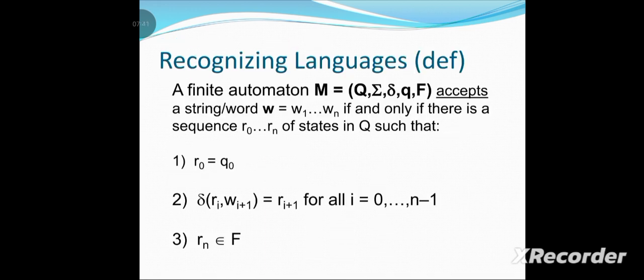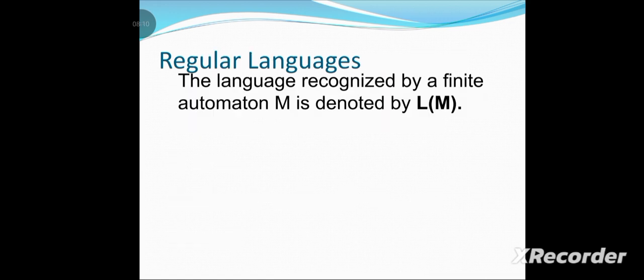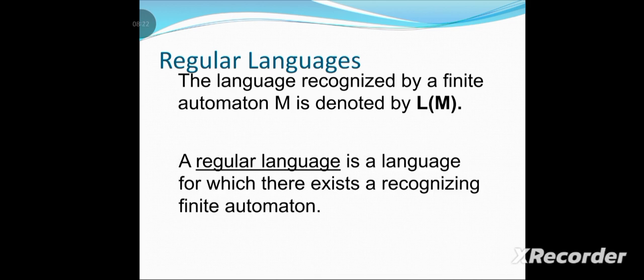So how to recognize this language? As I told, the machine will accept a word if and only if there is a sequence of states r0, r1, up to rn such that r0 is the initial state Q0. For the transitions, we will be having the transitions starting from r1 for the next symbol till rn. Finally, when you are in the rn state and if it is a final state, this particular string will be accepted. So whatever is the language recognized by a finite automata, we will call that language a regular language and denote it as L of M. So a regular language is a language for which there exists a recognizing automata. We can say it vice versa. Any language which is recognized by a finite automata is called a regular language, and a regular language can exist if it has a finite automata.